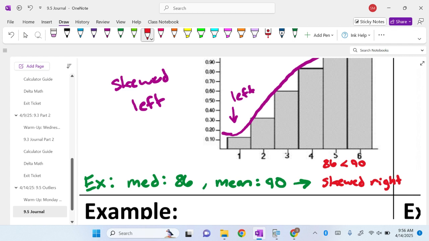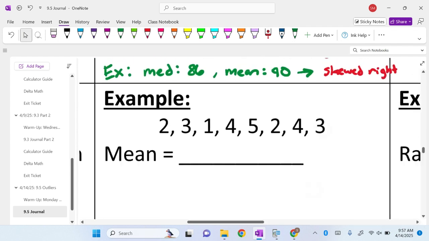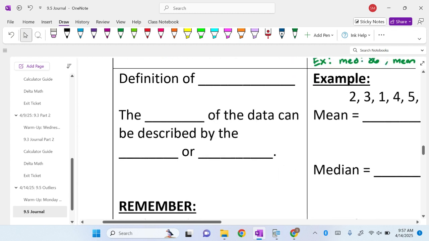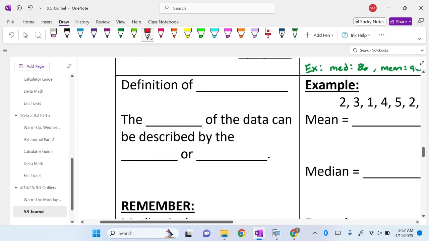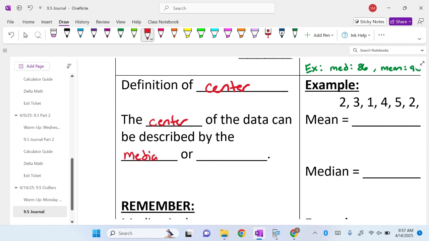Any questions on shape? Guys, heads up, please. All right, now let's look at center. I kind of already mentioned this, but when we're talking about center, the center of the data can be described as either the median or the mean. These are interchanged a lot depending on the type of data that you have or what type of graphical representation you're looking at.